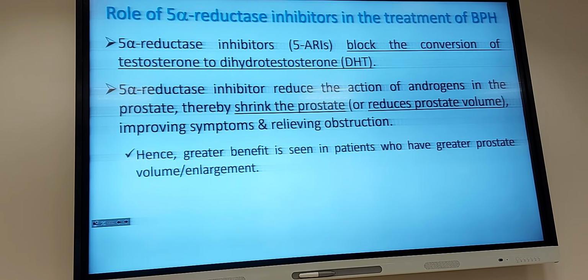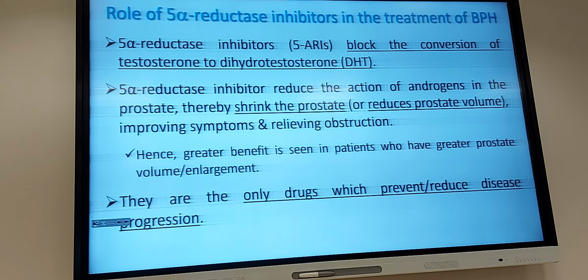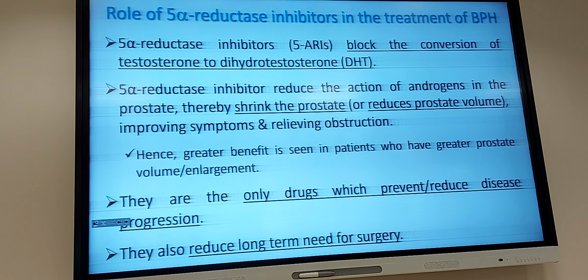So we see a greater benefit of this drug in patients who have much more enlargement. Again, in patients who have BPH, the enlargement of the prostate can be different in different patients. Some patients may not have that big a prostate, but they have symptoms of BPH. Others will have a very big prostate. So the greater the size of the prostate, the more benefit of this category of drug because it will affect the size of the prostate. They are the only drugs which prevent or reduce the disease progression, and they also reduce the long-term need for surgery. Okay, is that clear? Yes.